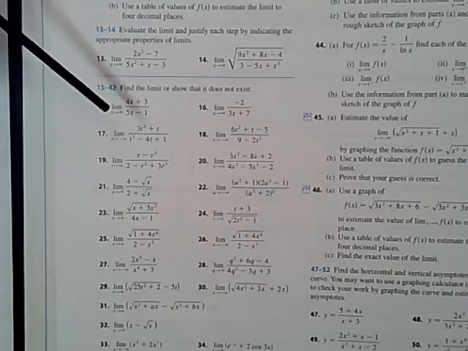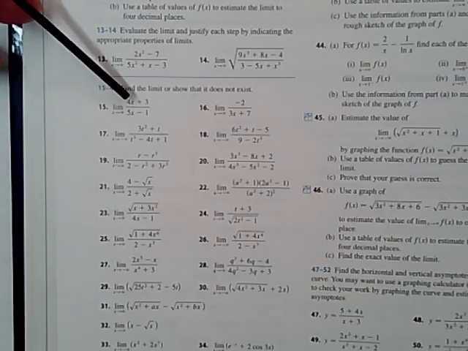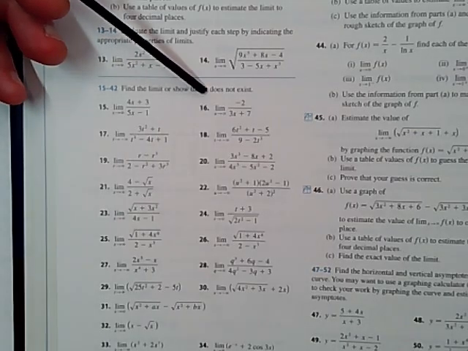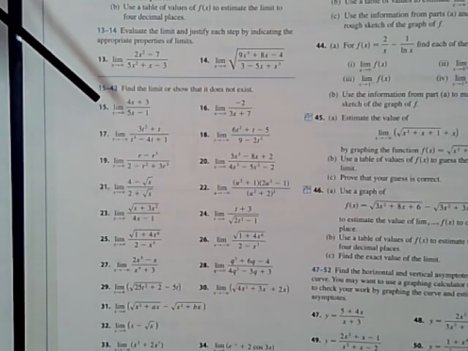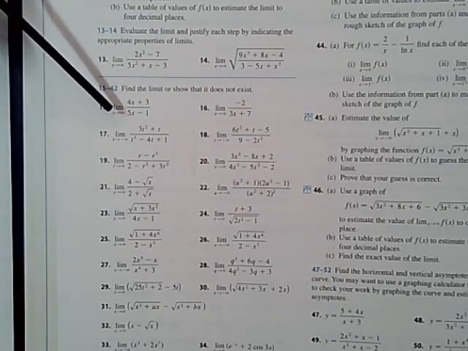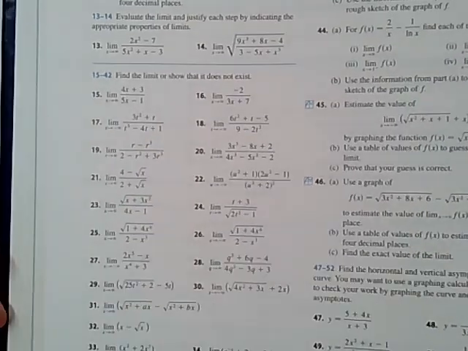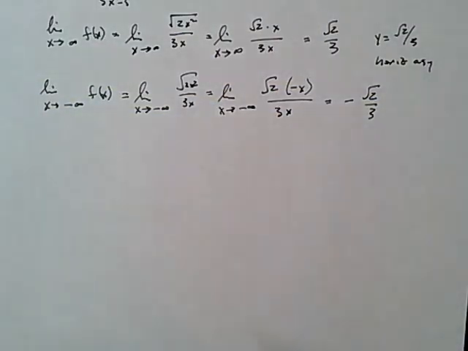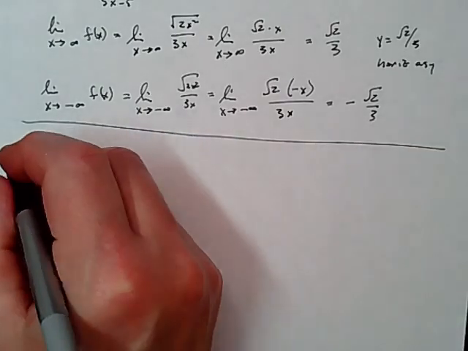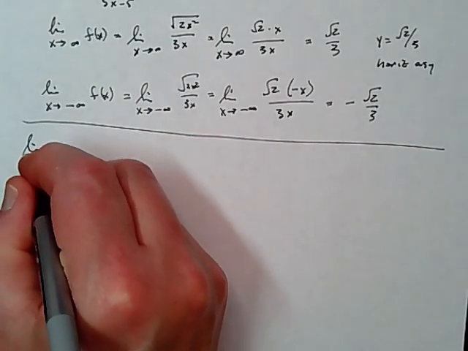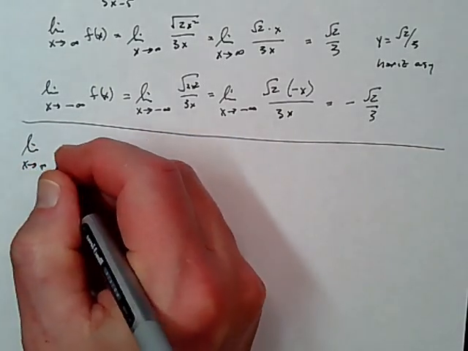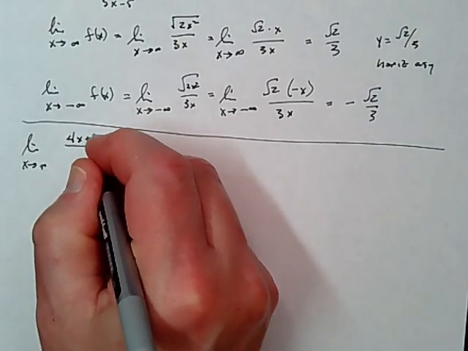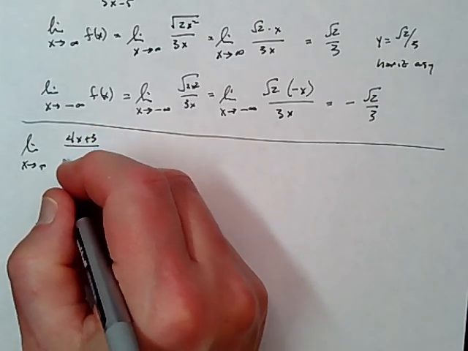So let's see. It says limit as x goes to infinity of 4x plus 3 over 5x minus 1. It says find the limit or show that it does not exist. So 4x plus 3 over 5x minus 1. X is getting larger and larger in the positive direction. Let's see. The limit as x goes to infinity of, what is it now? It's 4x plus 3 over 5x minus 1.